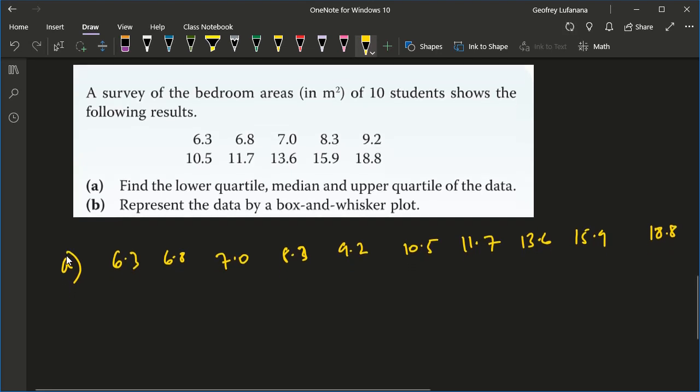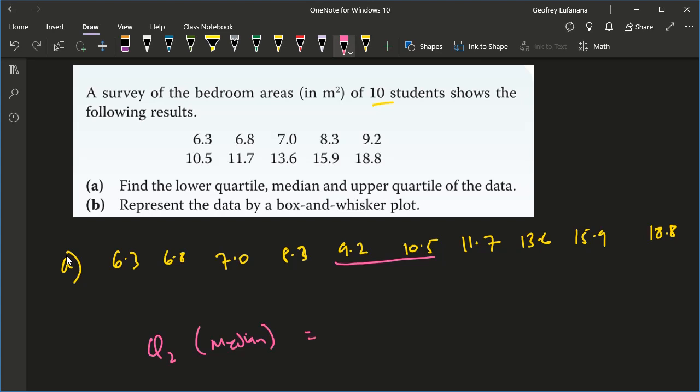Median is the middle value. Since it's for 10 students, the data sample is 10, so the median would be the average of the two middle values. So these are our two middle values, and our median would be, that's Q2, the average of 9.2 and 10.5, and this gives us 9.85. So our median value is located over there.